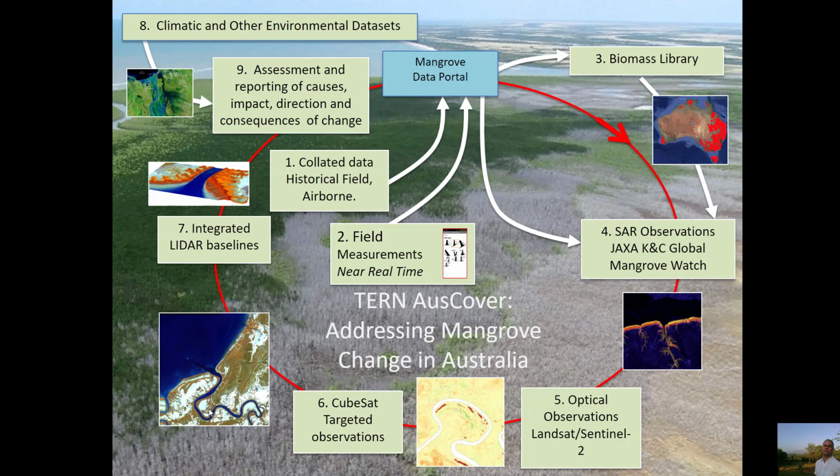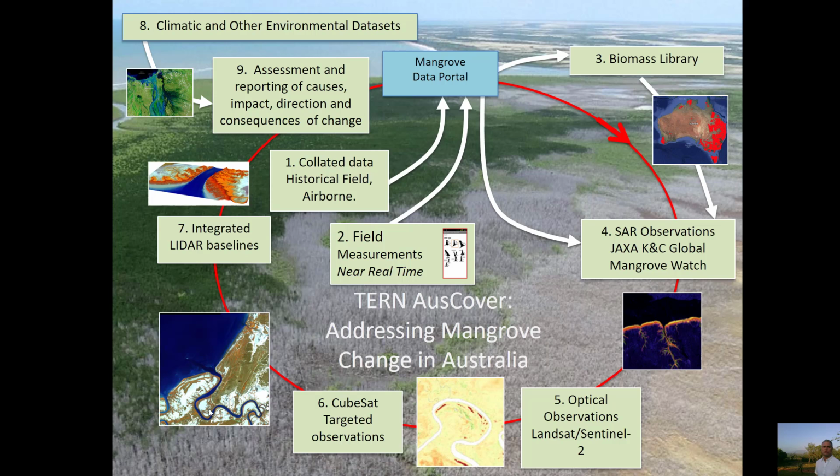Alongside that, we've been working with the JAXA Kyoto and Carbon Initiative Global Mangrove Watch, which is producing global maps of mangroves for 2007 all the way through to 2016, and then extending back to 1996. With the Australian Geoscience Data Cube, we're using Landsat sensor data to monitor mangroves, and that would contribute to the refinement of the baseline map for Australia for the Global Mangrove Watch. Where we see change, we can use CubeSat targeted observations to really monitor that change, potentially now on a daily basis.